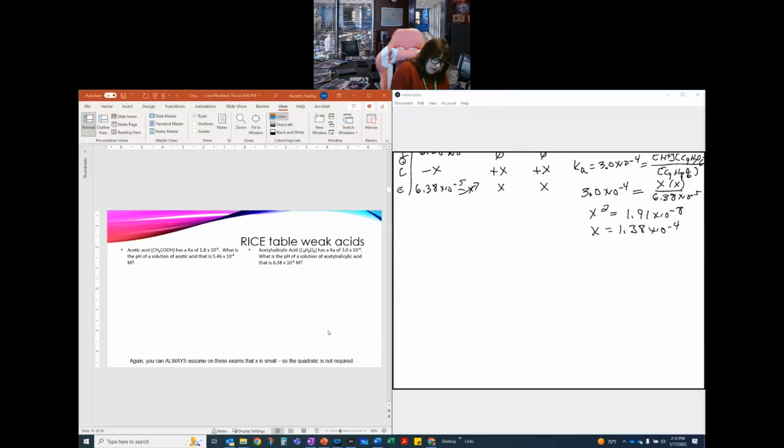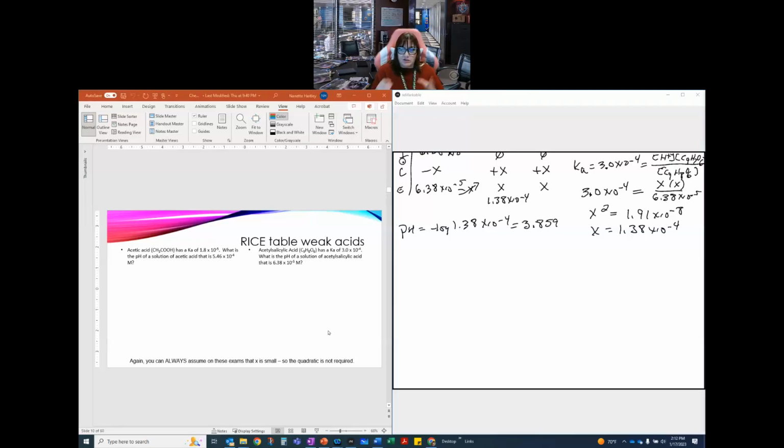since that's my x, which is also the H plus concentration. My pH equals the negative log of the 1.38 times 10 to the minus fourth, and that's equal to 3.859. It should be 3 sig figs, and since it's 3 sig figs, I need 3 decimal places. Don't forget about that.